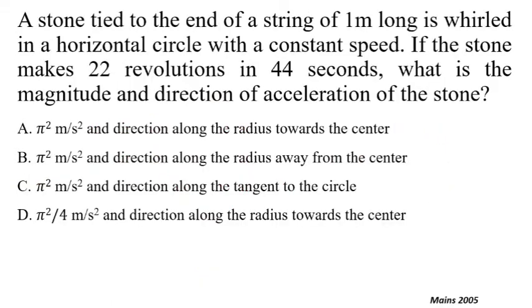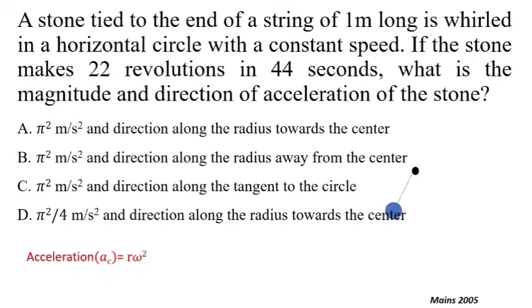Next problem: a stone tied to the end of a string 1 meter long is whirled in a horizontal circle with constant speed. So the radius is given and constant speed, that is uniform circular motion, is given. If the stone makes 22 revolutions in 44 seconds, so total theta is also given, and the time for that theta is also given. What is the magnitude and direction of the acceleration of the stone? In case of uniform circular motion, you know that the direction of acceleration is always towards the center.